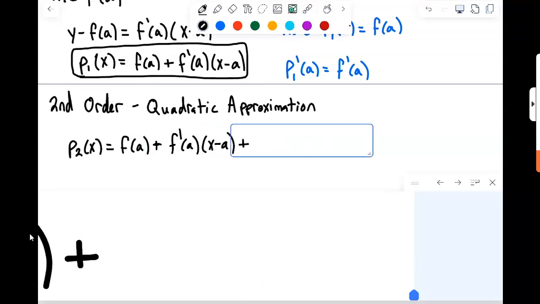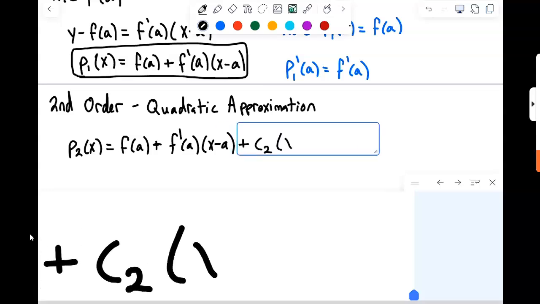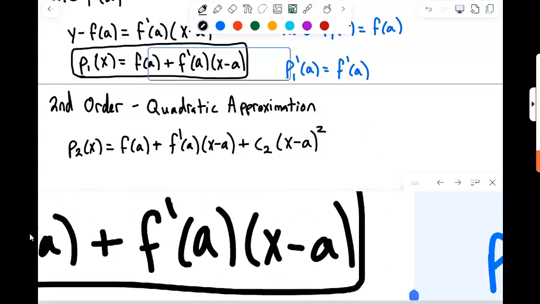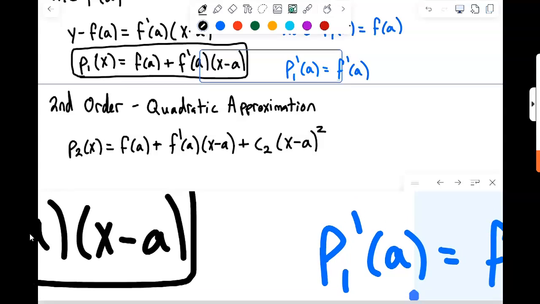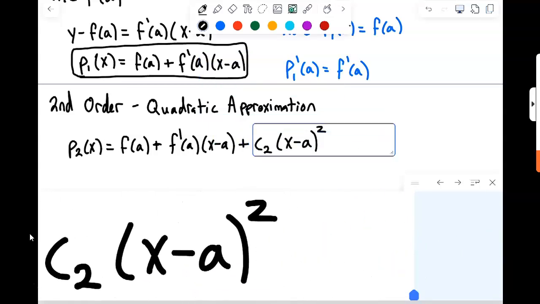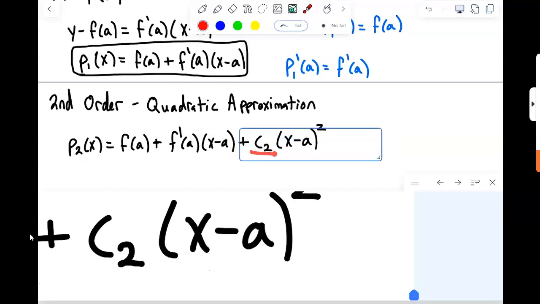Then for the second degree approximation, I'm going to have some coefficient, call it C2, times a quadratic, x minus a squared. So I'm just following this pattern. I had an x minus a factor there, so let's have an x minus a squared. And then it's just a case of figuring out what this C2 is, because once I have that, then I have a second degree approximation.